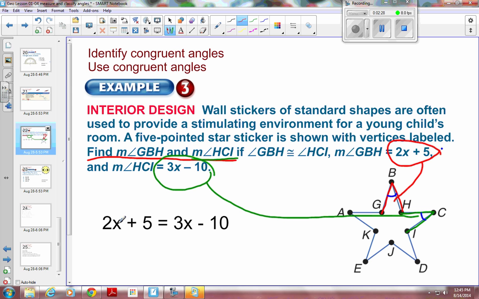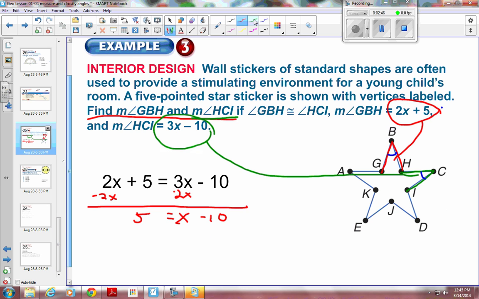So from here, you look at the 2x and the 3x. The 2x is smaller than 3x, so I subtract 2x from both sides. And you end up with a 5 over here. And 2x minus 3x is x minus 10. That's kind of a sloppy x. And then to get x by itself, we would add 10 to both sides. The 10s would cancel out, and you get 15 is equal to x, but we are not done.